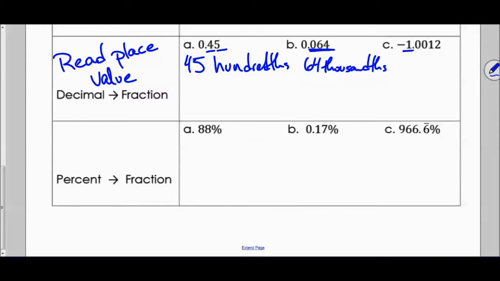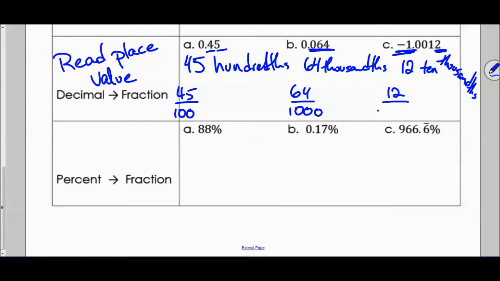This one, we'll come back to this whole number part, but let's just talk about the 4th decimal place. We really just add a 0 every time, so after 1,000, if you add another 0, that's 10,000. So this is 12 10,000ths. It's going to be really helpful in writing the fraction because you really write exactly what you say. 45 hundredths is 45 over 100. 64 thousandths is 64 over 1,000. And 12 10,000ths is 12 over 10,000.